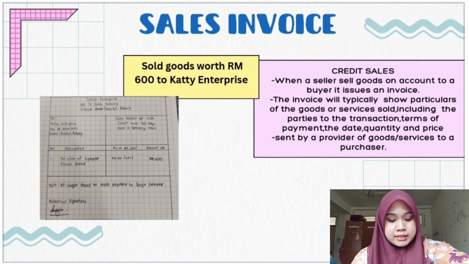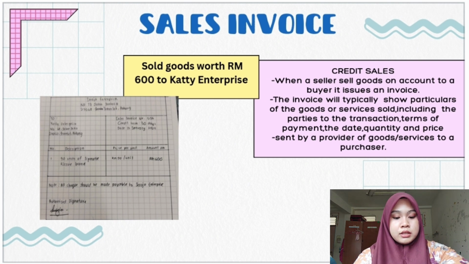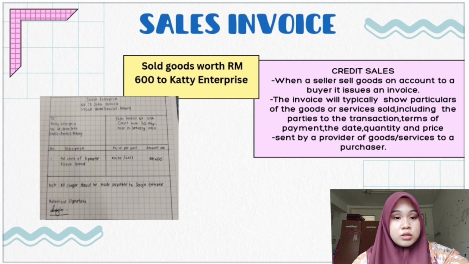Sale invoice is for credit sale. When a seller sells goods on account to a buyer, it issues an invoice. The invoice will typically show particulars of the goods or services sold, including the parties to the transaction, terms of payment, the date, quantity and price. The sale invoice is sent by the provider of goods or services to a purchaser.